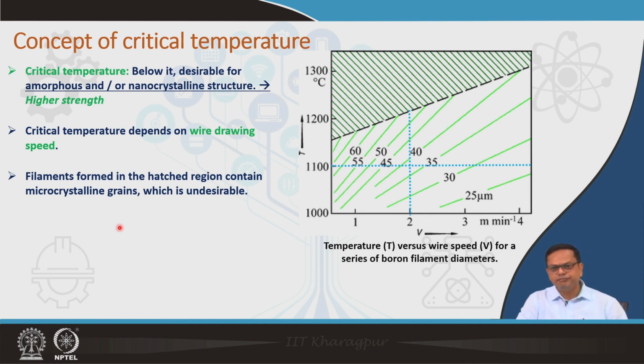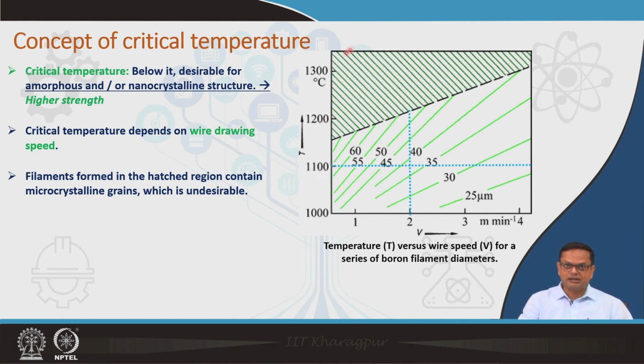Okay. Now, one important factor, as I was mentioning earlier, is the relationship between the velocity or the wire speed and the temperature, okay? Because on one hand we want to have a very high velocity to increase the production rate. At the same time, you have to allow enough time and temperature so that boron gets deposited on the substrate in enough amount, right. So, we have to take care of this temperature, which is called critical temperature.